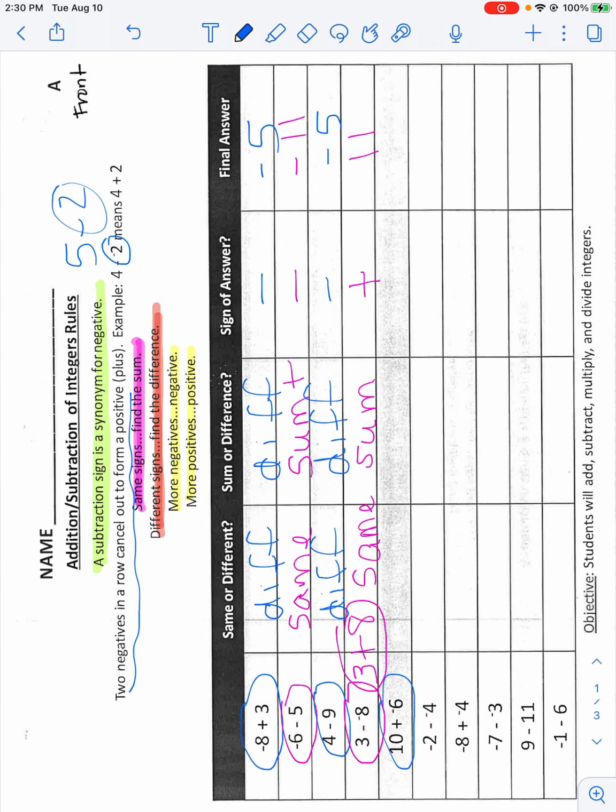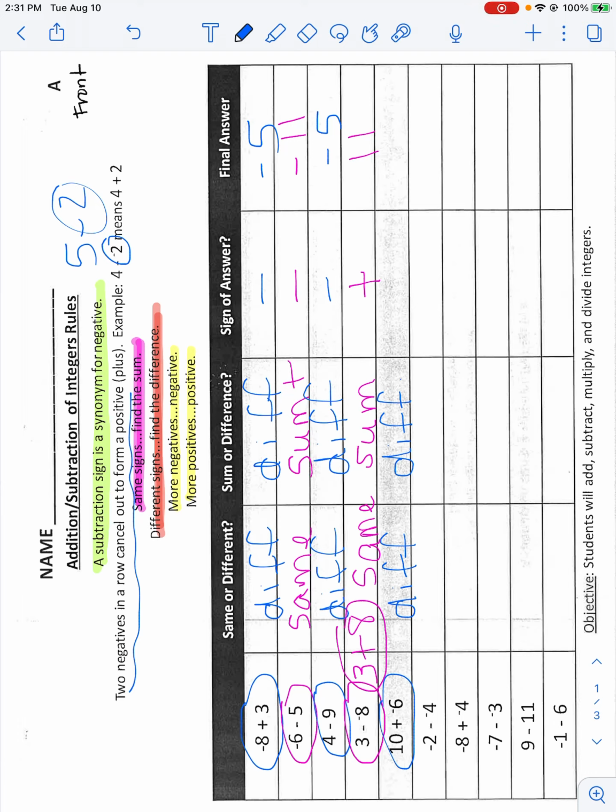10 plus negative 6. Since there's no sign in front of the 10, I can assume that's positive, but there is a negative in front of the 6. So I've got a positive 10 and a negative 6. My signs are different, which means I'm going to find the difference, or subtract.